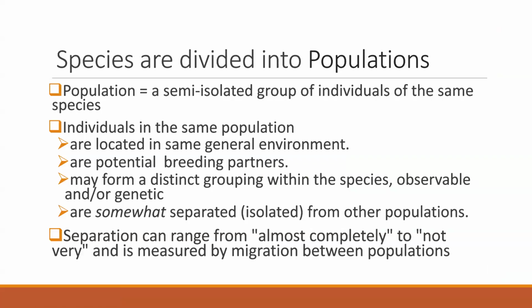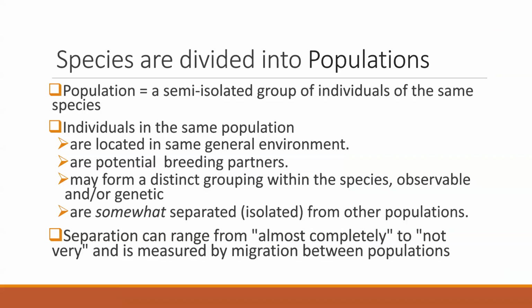So species are divided into populations. So populations are subgroups within species. It's a semi-isolated group of individuals of the same species. When we look at those individuals that are in the same population, we're going to see that they're located in the same general environment, so they could possibly wander around and bump into one another. That means they're also potential breeding partners with one another.